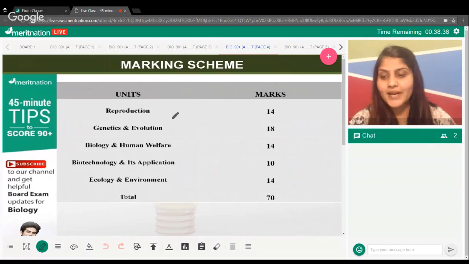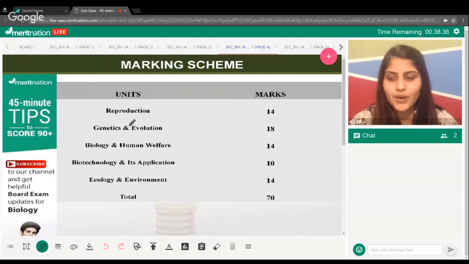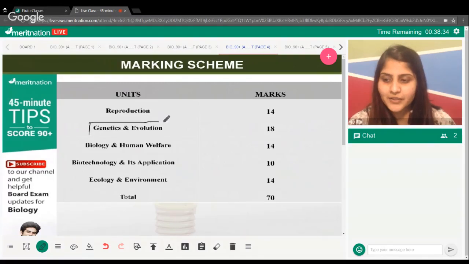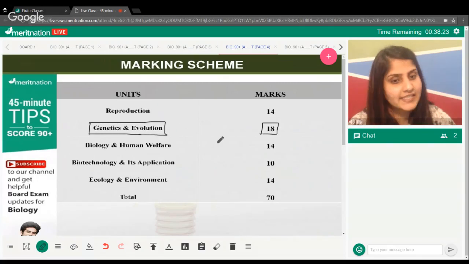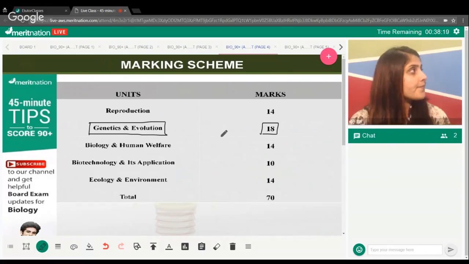Okay, right? Now, if you talk about weightage wise, genetics and evolution, which most of us have a difficult time understanding, this particular chapter has the maximum weightage, that happens to be your 18 marks. We do not have value based questions from this year. Okay.